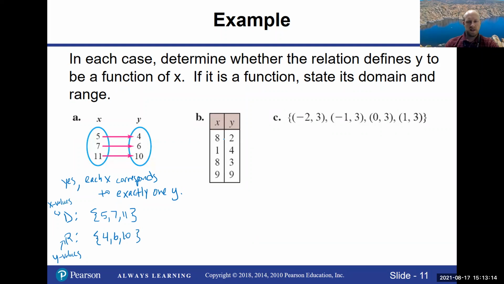This one, is this a function? Well, does every x correspond to exactly one y? When x is 8, look at this, here the y value is 2. But here, when x is 8, the y value is 3, and that cannot happen. So no, it's not a function. And again, that is because the same x value cannot be assigned, if you will, that's how we say the terminology in math, to different y values.